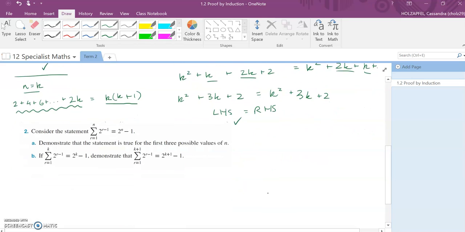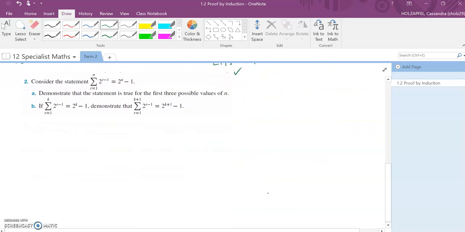All right, we can have another go here. So question 2, consider the statement: the sum of all the numbers from 1 to n, of the function 2 to the power of r minus 1, should be equal to 2 to the power of n minus 1. So effectively what this information here is stating, if I did the first one, is going to be 2 to the power of 1 minus 1 plus 2 to the power of 2 minus 1 plus 2 to the power of 3 minus 1, and so on and so forth until I get to 2 to the power of r minus 1. So whatever this value r ends up being, right? And that's going to be equal to 2 to the power of n minus 1.